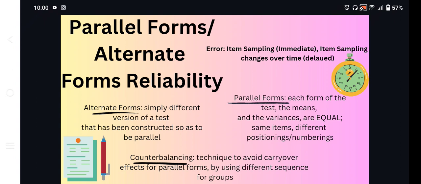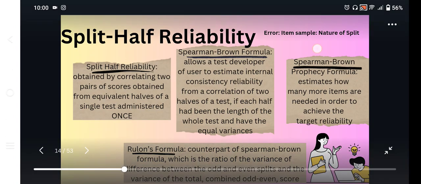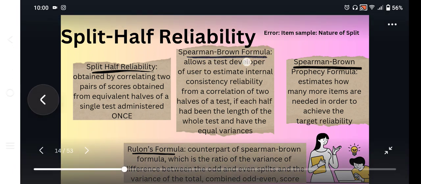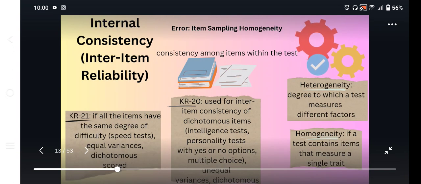Ating parallel form. Wala na ba akong nakalimutan? Ito kay Spearman-Brown formula po pala. Ay, nasabi ko na lang ba? Nasabi ko na.